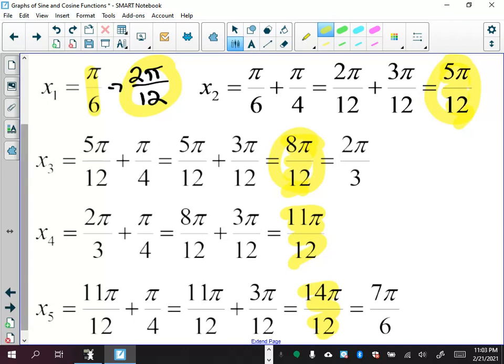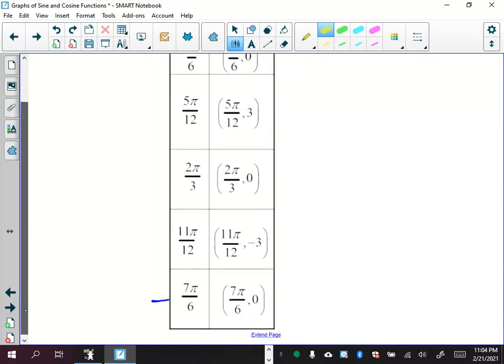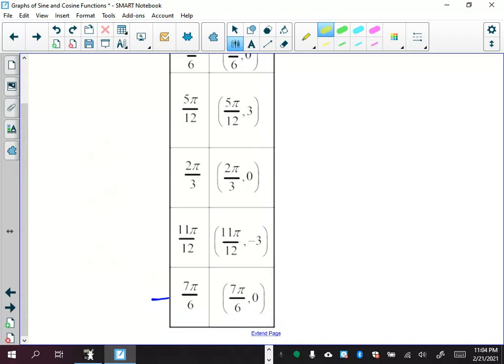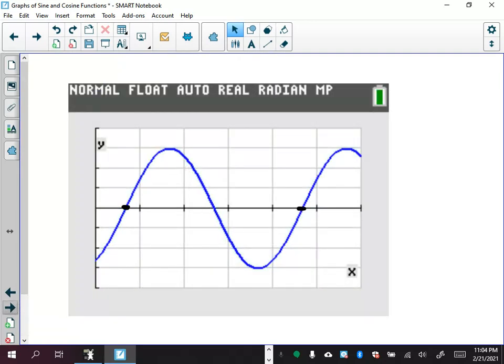So again, here's your 5 points. Find those y values. So remember, your min and max point here, remember, your amplitude is 3. So we have 3 and a negative 3. And then you have your 3 x-intercepts. And then you're just going to plot your points, and you should get something that looks like that.